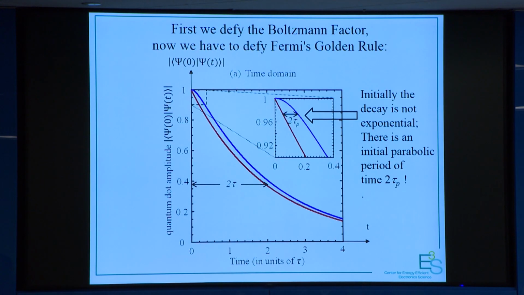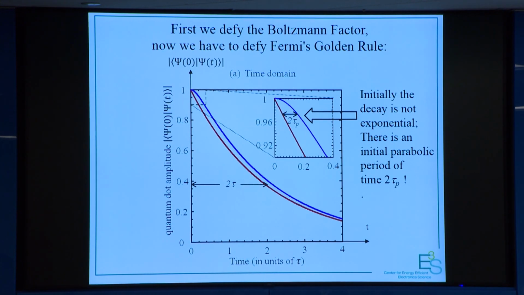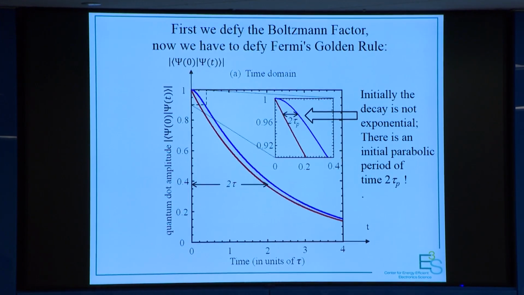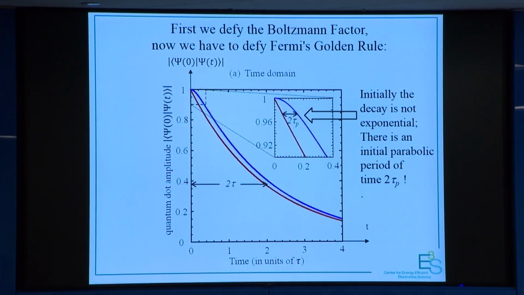So what is the reality? Now we first have to defy the Boltzmann factor. And if we believe in Fermi's golden rule, we get the Lorentzian line shape. So we now have to defy Fermi's golden rule. Here I have a more detailed close-up view of the decay of, let's say you put an electron on a quantum dot, how rapidly does it decay? How does it decay into the wire? And if I believe in Fermi's golden rule, it's the red curve, okay?